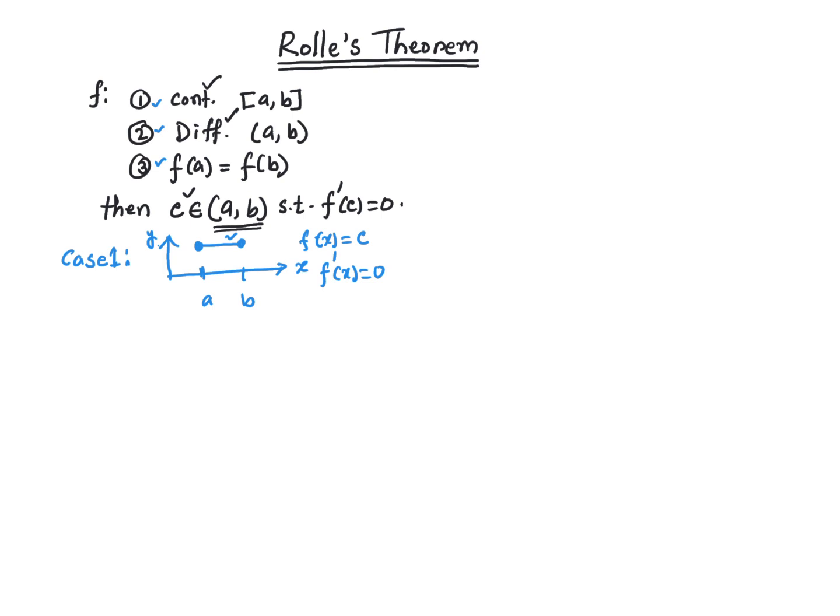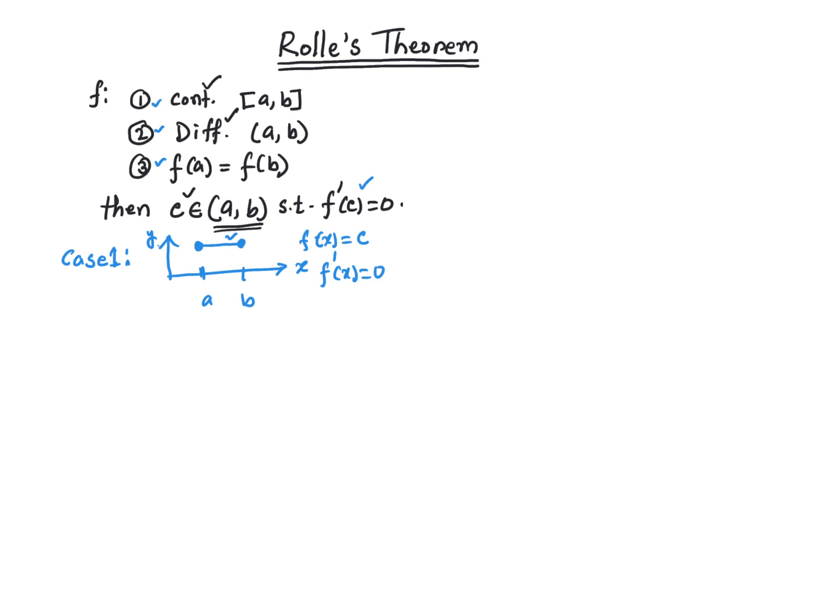But the theorem says that there exists a point. So all we need is just one point. It could be more, no problem. The theorem says that there exists a point c such that f prime of c is equal to 0. In this particular example, we have infinitely many points which will give me the derivative value to be 0.